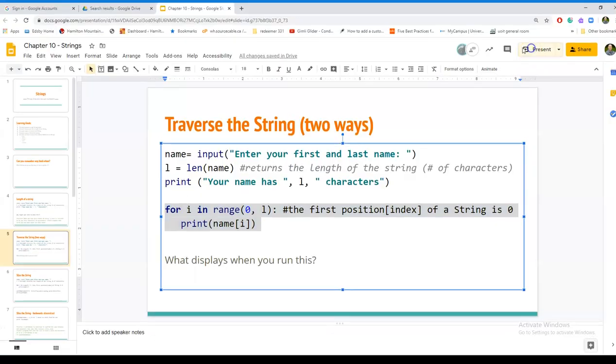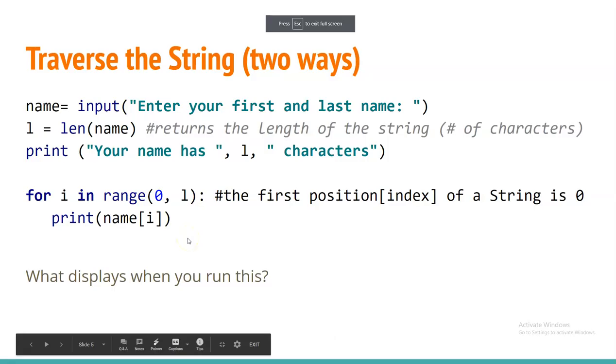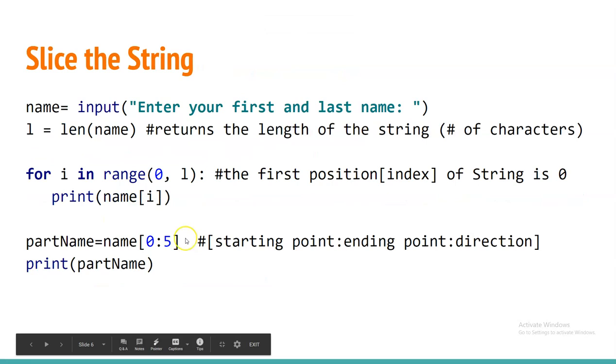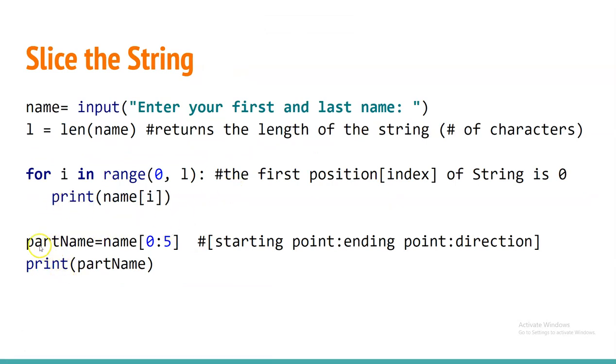Let's go back to our slideshow. Different piece here. This is where we start to slice the string. So for this one, part name equals name from position 0 to position 5. And I've got a comment here that says the first piece is our starting point. We're going to start at position 0. Our ending point is position 5. And the direction, we didn't even put the direction in. If we don't put the direction in, it assumes it's going left to right.